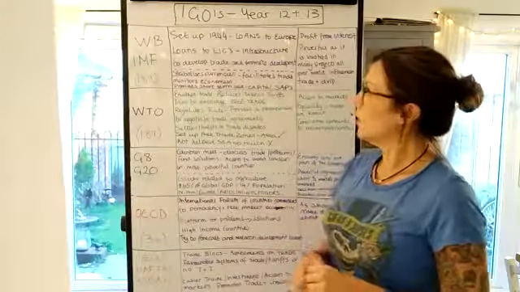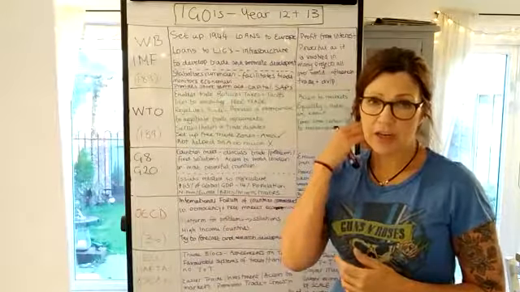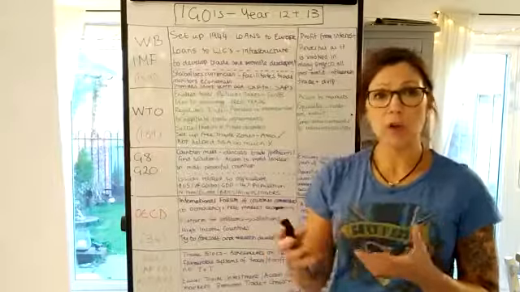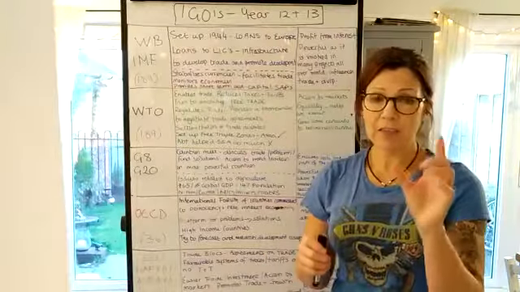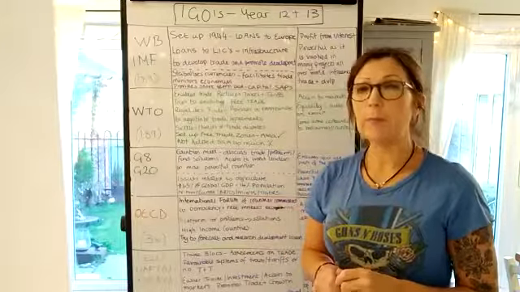So I'm going to start first of all, before I go through all the IGOs, I'm going to talk just generally about how IGOs work, what they are, and the pros and cons, that kind of thing, and where they fit into the two different units in the A-level geography.